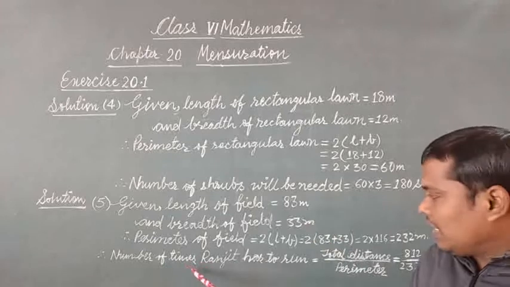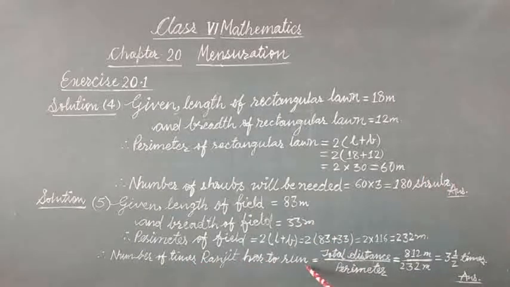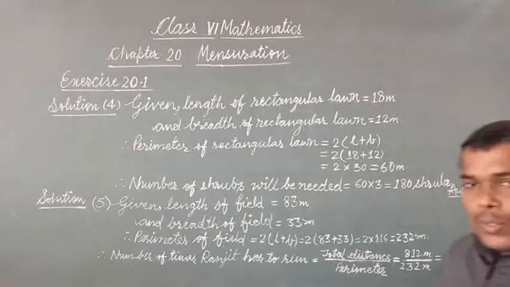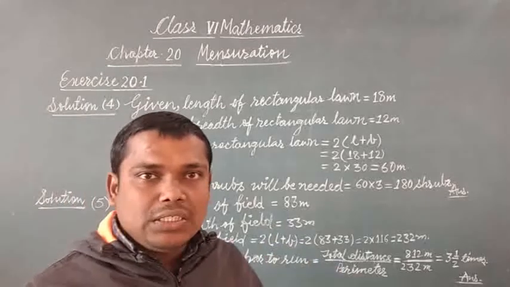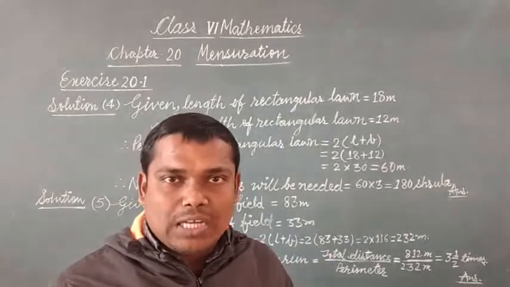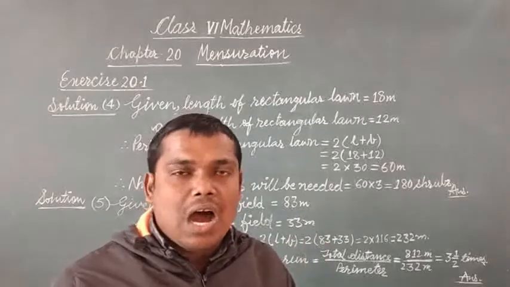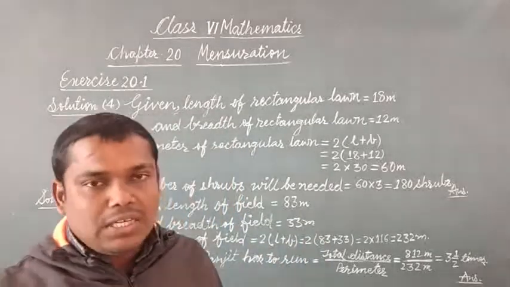And therefore number of times Ranjit has to run to cover distance 812 meter is equal to total distance by perimeter of the field, which is equal to 812 meter by 232 meter. When you solve, you will get 3 whole 1 by 2 times. Means Ranjit had to run 3 whole 1 by 2 times, means 3 complete rounds and one half round. So I hope you understood both the solutions.